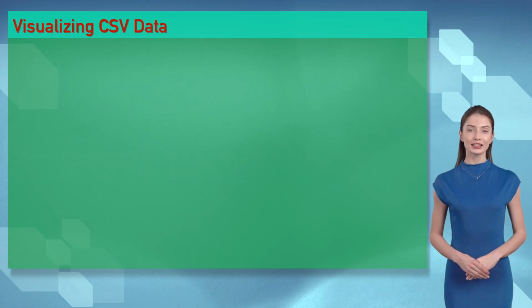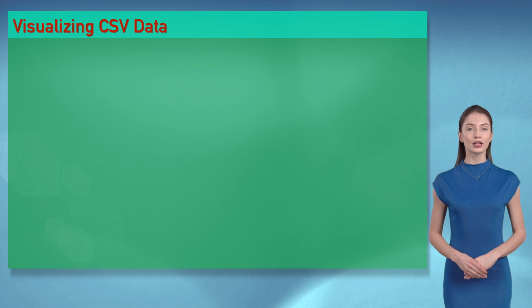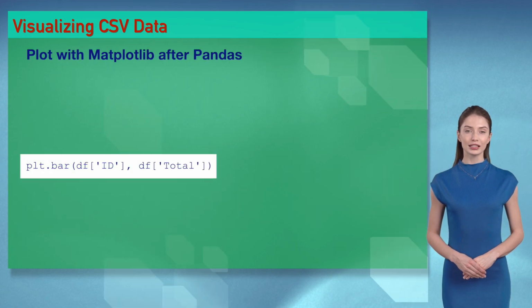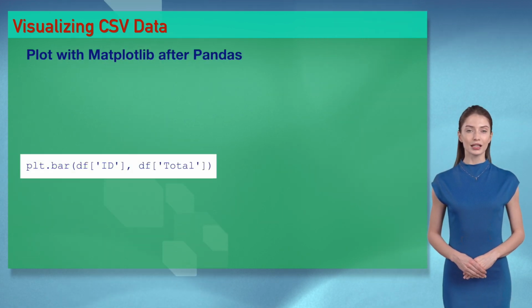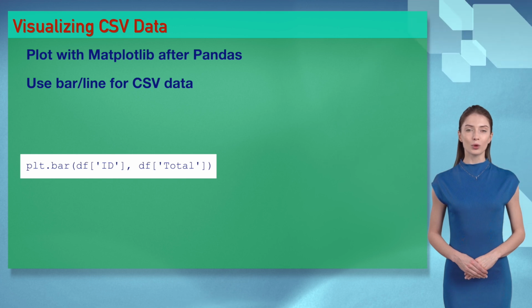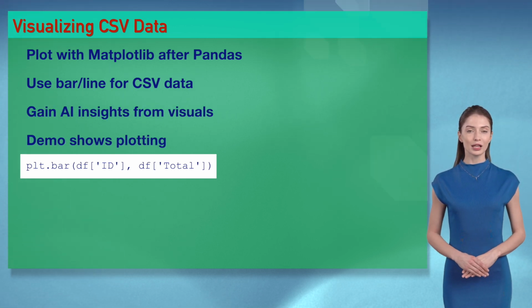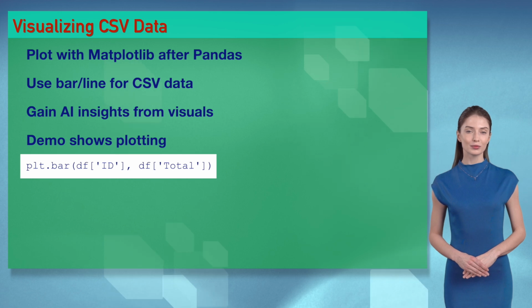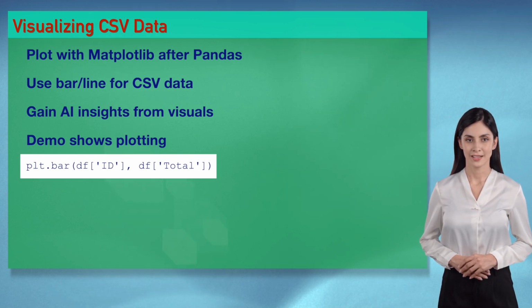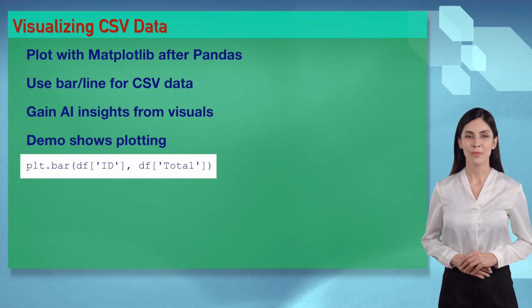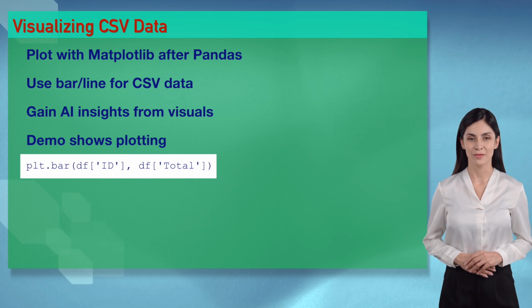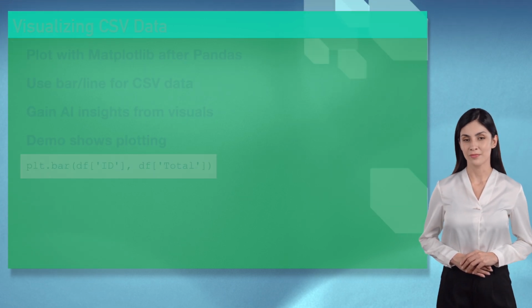Wizards, visualize CSV with matplotlib after loading in Pandas. Use plt.bar(df['id'], df['total']) to plot merged data for AI insights. We'll show visualization in our demo to bring data to life. Visualization's so sexy, Isabella. Make your CSV plots pop for that AI wow factor. Let's make visuals irresistible, Wizards.